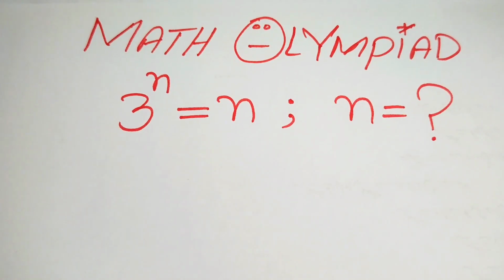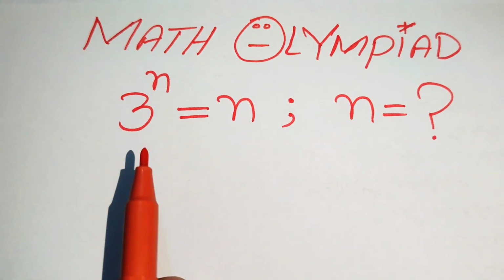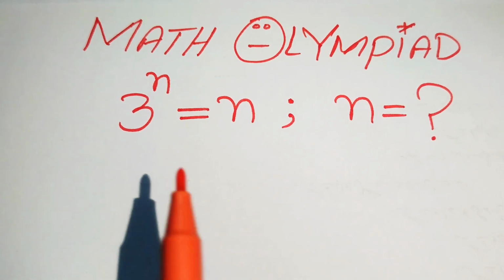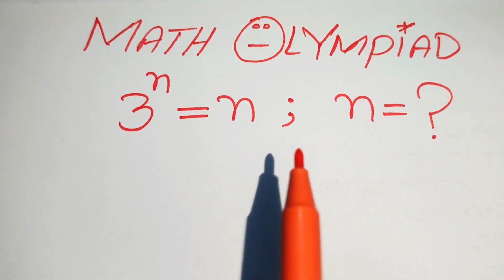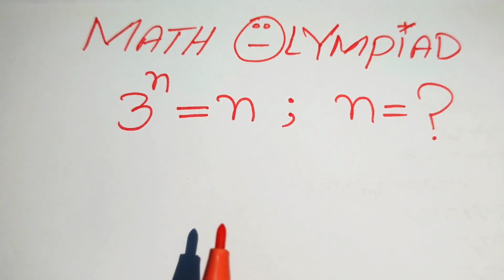Hello everyone, welcome to solve this math Olympiad algebra problem. Here we have 3 to the power of n equals n, and we just solve this problem for the values of n.